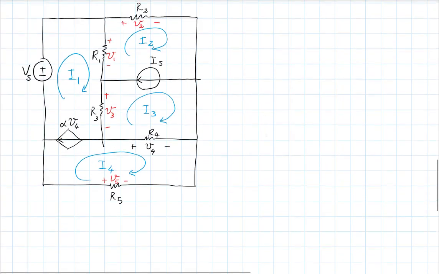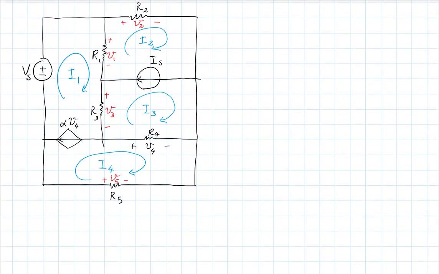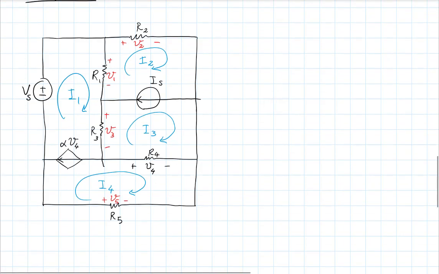V5. And now the voltage of the source Vs is well defined. That's Vs. But I also have two current sources for which I need to define voltages. So let's say for this Is, let's call this V6. And for this other one, let's call this V7.